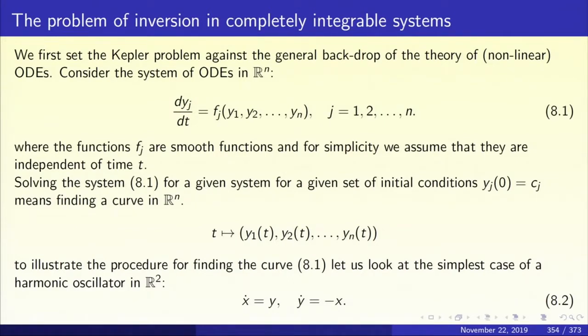So what does it mean to say that we want to solve 8.1? It means that we will be given some initial conditions, say y_1(0), y_2(0), ..., y_n(0). So for this set of initial conditions, there must be a unique solution, and we want to find that unique solution. The solution, after all, is a function of t. So y_1, y_2, ..., y_n are functions of t.